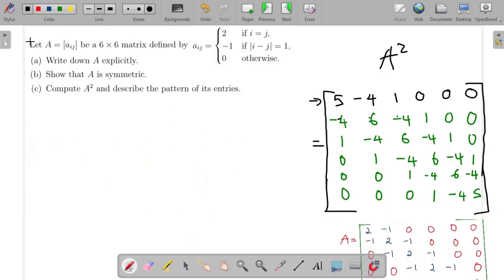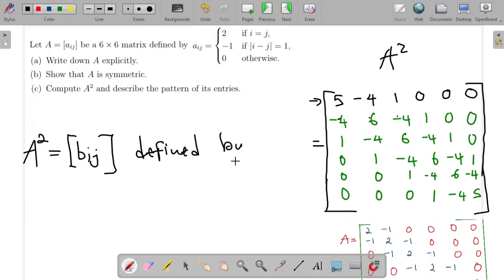Okay, so I'm going to say A squared is equal to the matrix Bij, or you can choose any letter of your choice here. So the matrix A squared is equal to Bij, defined by, I'll just say defined by, so that I'm consistent with what they use. Defined by Bij is equal to, then I form a piecewise function.